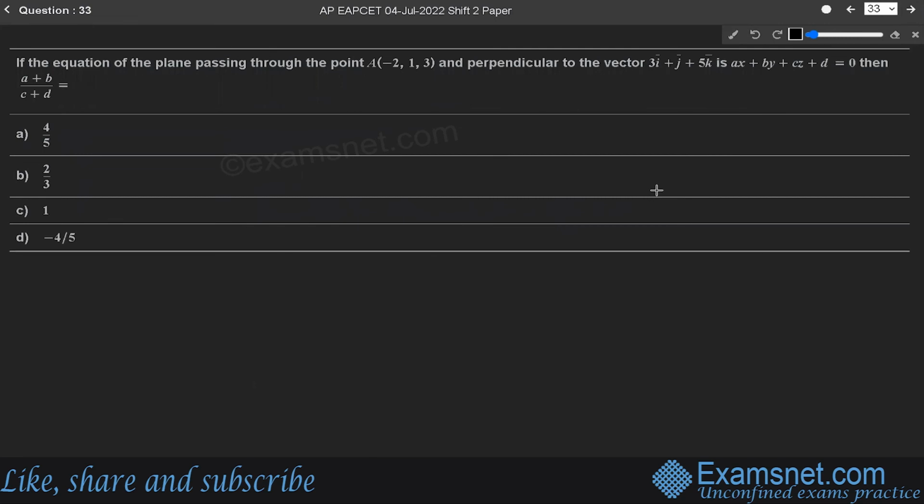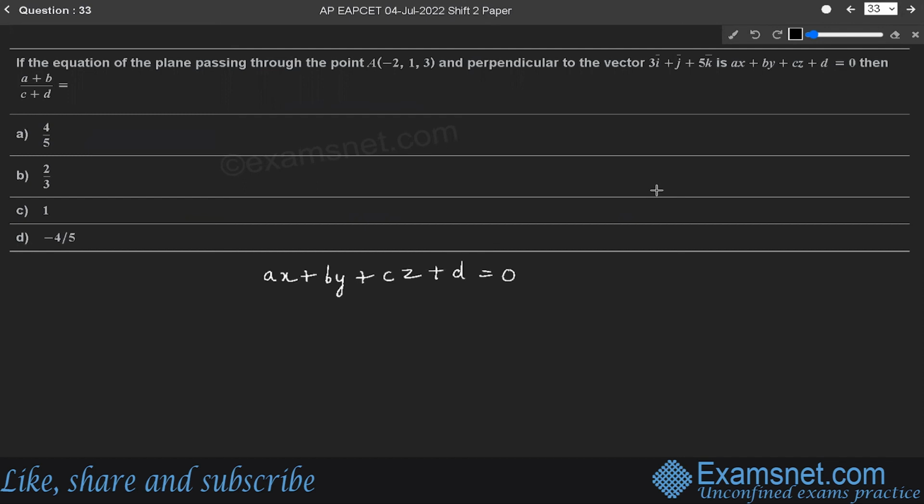Next question is, if the equation of the plane passing through the point A minus 2, 1, 3 and perpendicular to the vector 3i plus j plus 5k is ax plus by plus cz plus d is equal to 0, then a plus b by c plus d is equal to? It is given that the plane passes through the point minus 2, 1 and 3 and it is perpendicular to the given vector 3i plus j plus 5k. And the equation of the plane is ax plus by plus cz plus d is equal to 0.